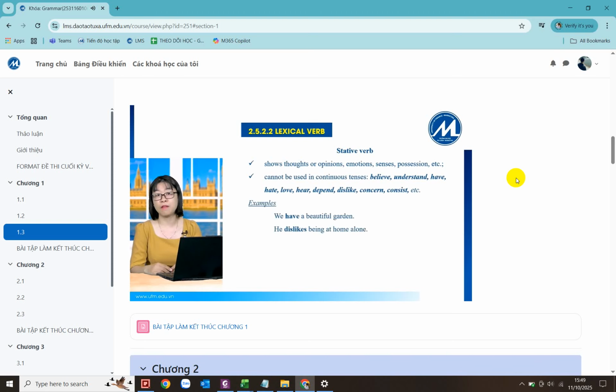For example, we have a beautiful garden. In this sentence, the verb have shows possession. He dislikes being at home alone. In this sentence, the verb dislikes shows emotion.